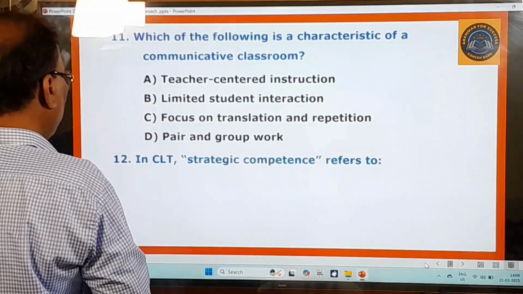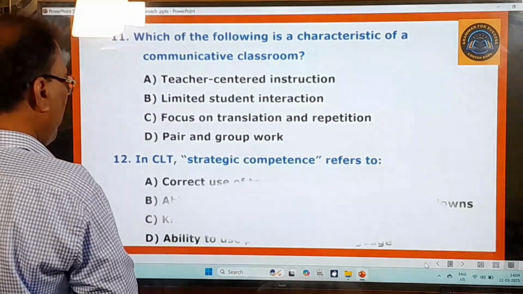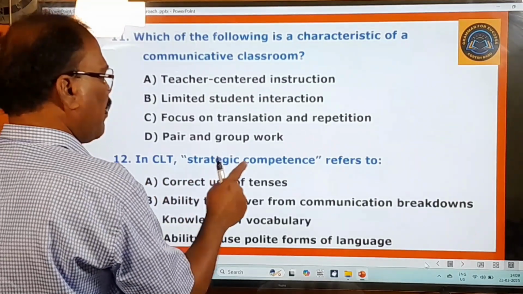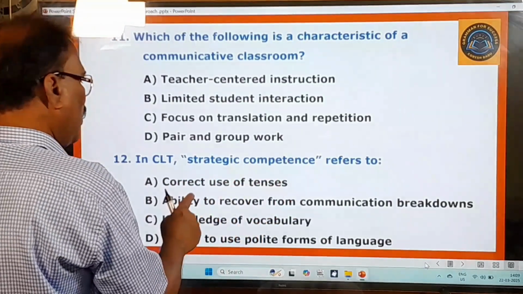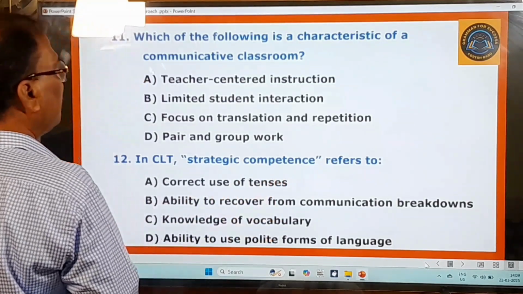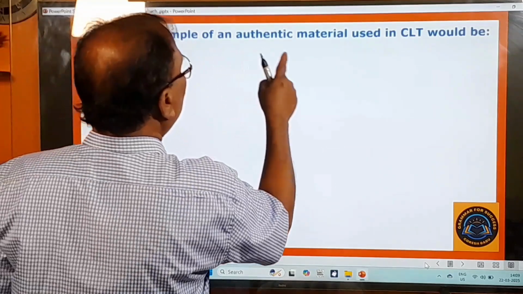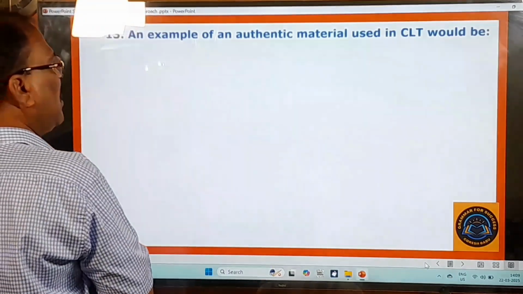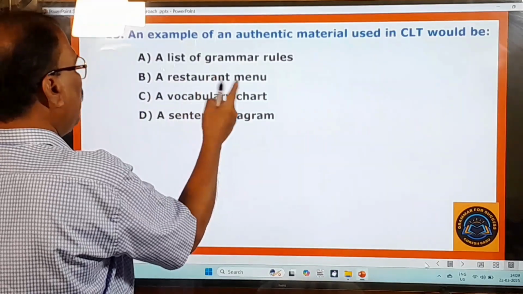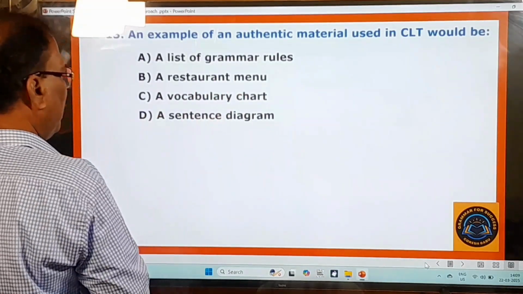Go to the 12th question. In CLT, strategic competence refers to correct use of tenses, ability to recover from communication breakdowns, knowledge of vocabulary, ability to use polite forms of language. 13th question. An example of an authentic material used in CLT would be a list of grammar rules, a restaurant menu, a vocabulary chart, a sentence diagram.